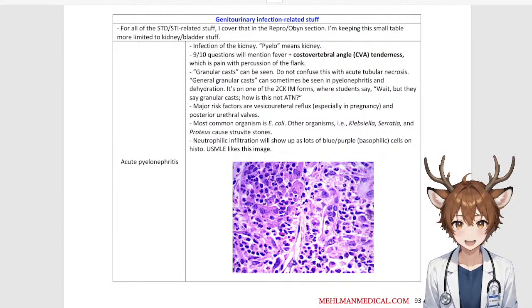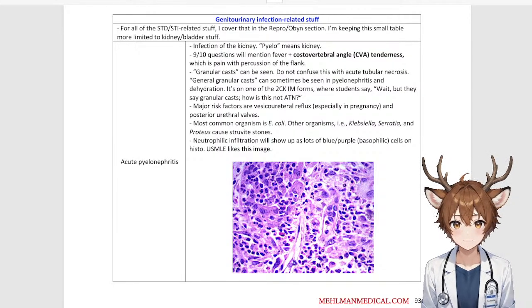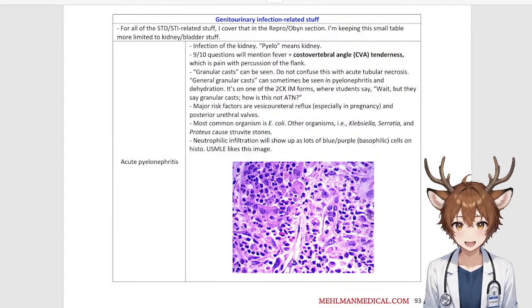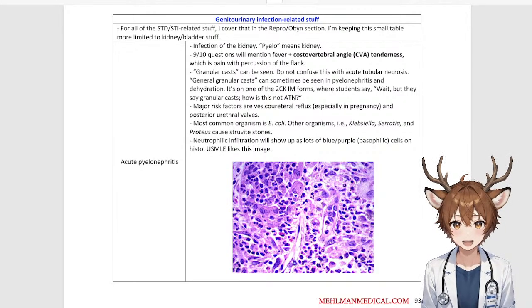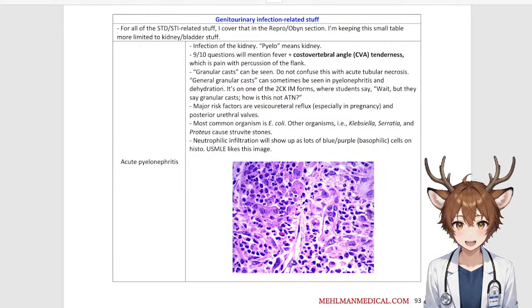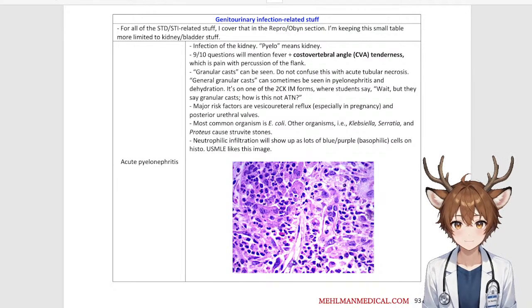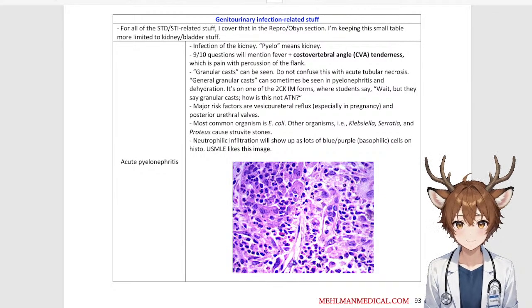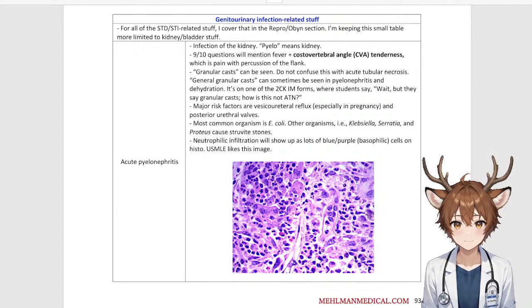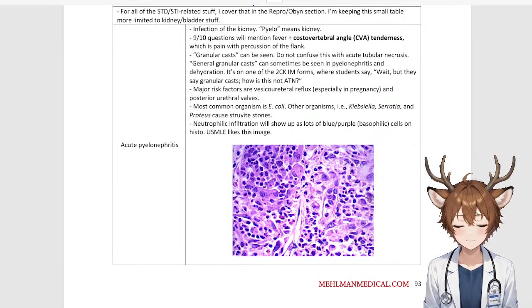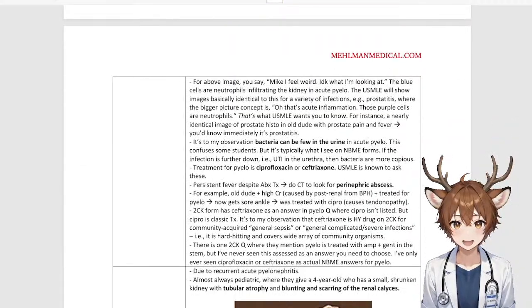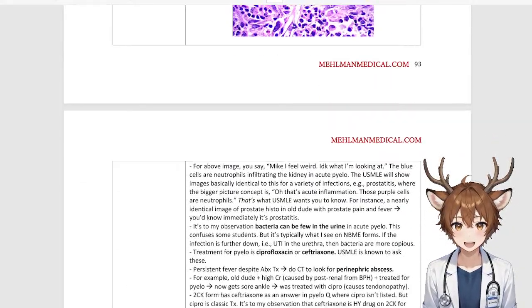Most common organism is E. coli. Other organisms like Klebsiella, Serratia, and Proteus cause struvite stones. Neutrophilic infiltration shows up as lots of purple or blue basophilic cells on histology. USMLE likes this image. So that's the neutrophilic infiltration in the case of acute pyelonephritis. What about the chronic, I would assume, is what they're going to talk about. No, we still have more acute pyelonephritis stuff.